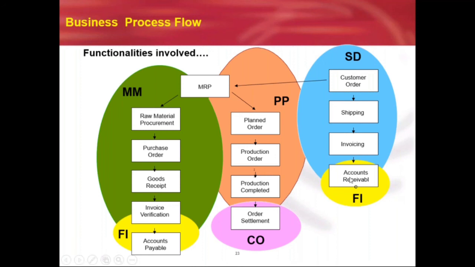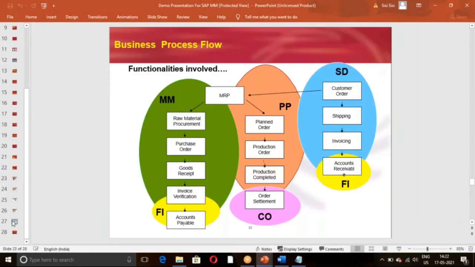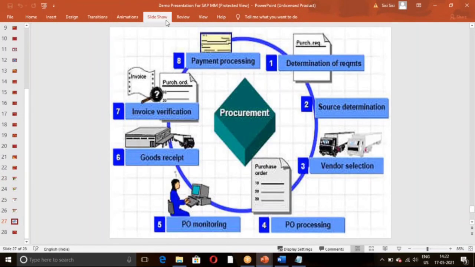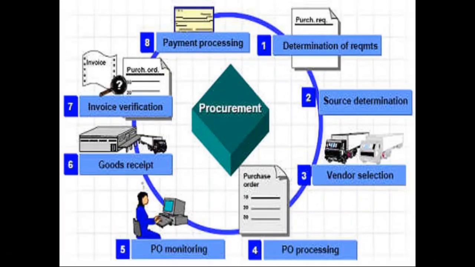Here, accounts receivable. Who is going to receive the payments? The company is going to receive the payments. From whom? From where? From the customer. Because the company has delivered the final component, the finished material. And this is a standard procurement MM cycle.